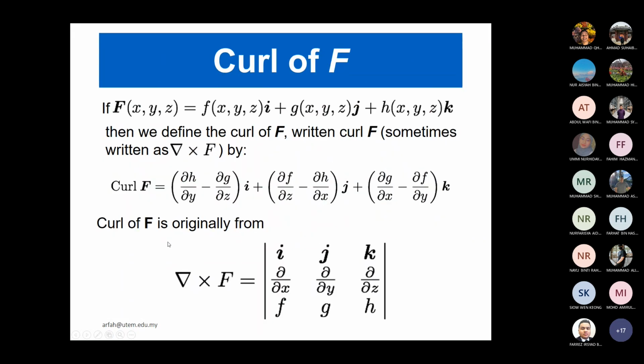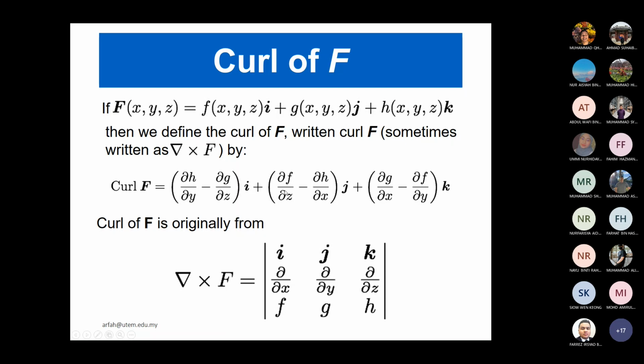Let's say you have the vector function F. In order to use the Stokes theorem, you need to find the curl of F. So vector F is a function of f, g, and h, where each is the i, j, and k component. We define the curl of F, written as curl F, sometimes also written as del cross F, equal to the partial of h over y minus the partial of g over z.